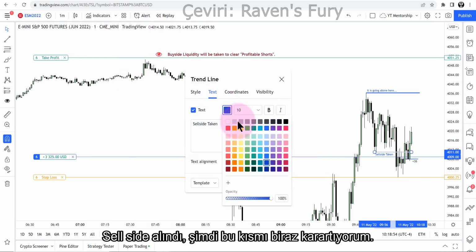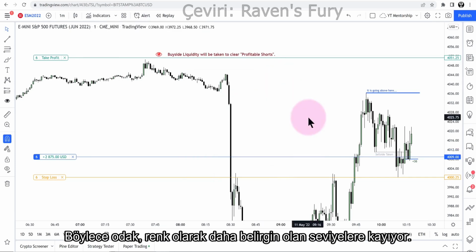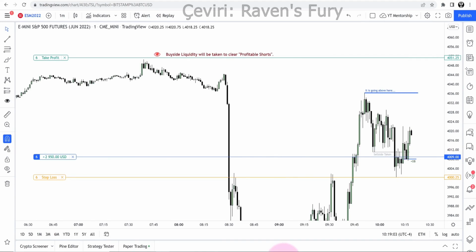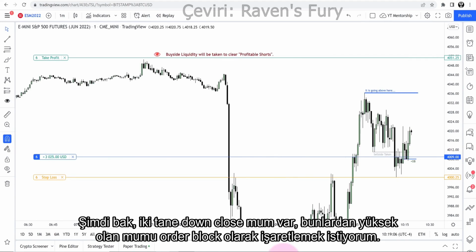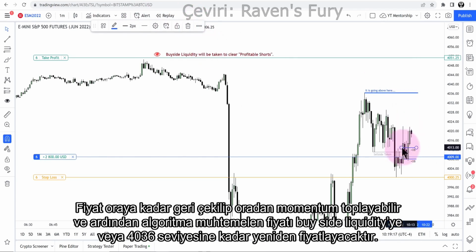Okay, so sell side has been taken. This is now being dimmed, so that way the focus is on the levels that are more pronounced in color. Now see those 2 down closed candles? The higher candle of the 2, I'm going to draw an order block on. It can drop down into that, pick up momentum from there, and then the algorithm will likely reprice higher to the buy side liquidity or around that 40.36 level.